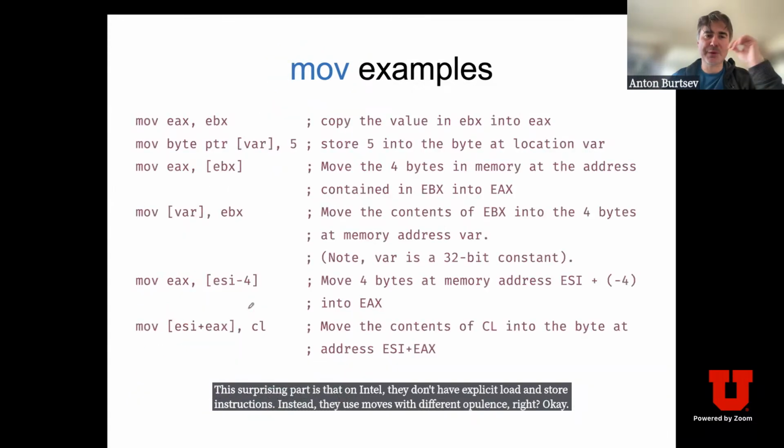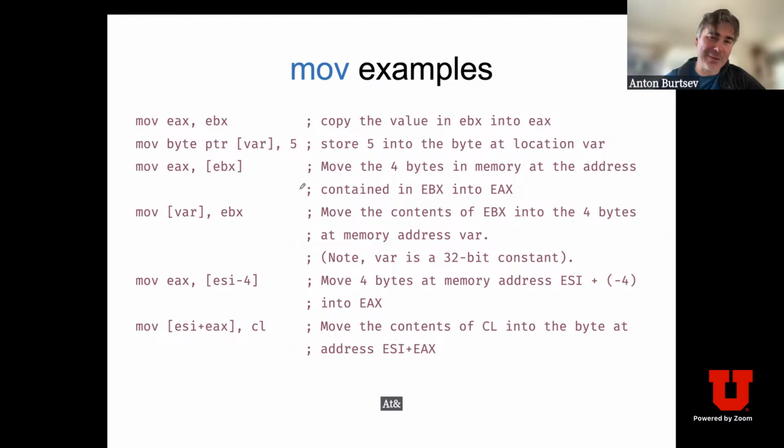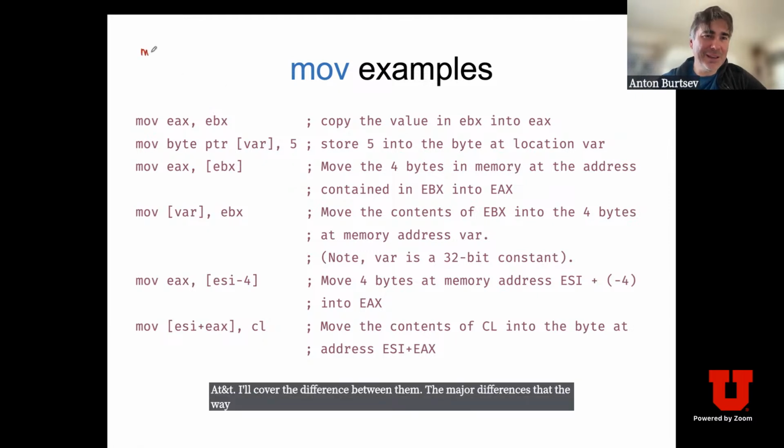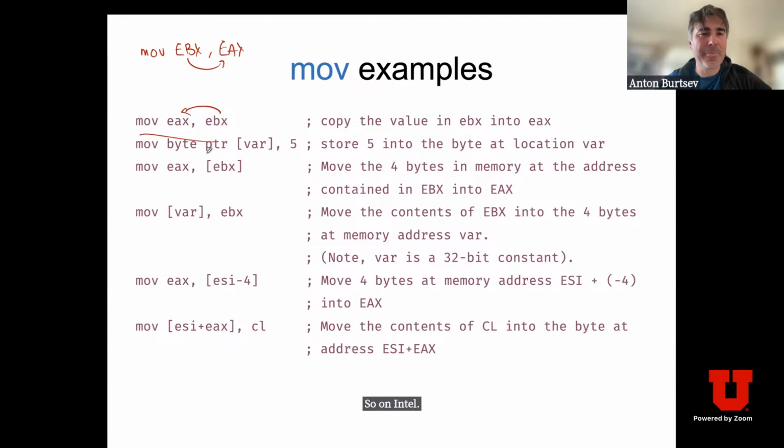Okay, a couple of examples here. In this lecture, we use Intel syntax. This is a little crazy. Over the years, there are 2 major syntaxes, Intel and AT&T. I'll cover the difference between them. The major difference is the way we write operands. On AT&T, this instruction would be written something like EBX into EAX. So we flip the direction. Sometimes it gets really confusing, but sometimes you can guess from the context what's going on. So on Intel, we're reading from register EBX here, writing into register EAX.